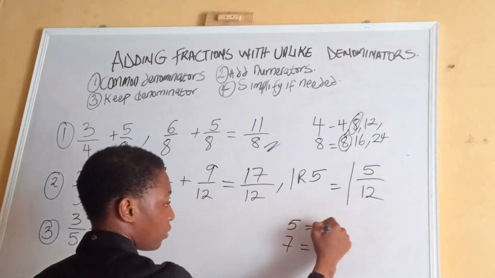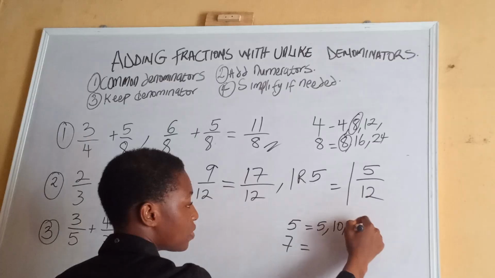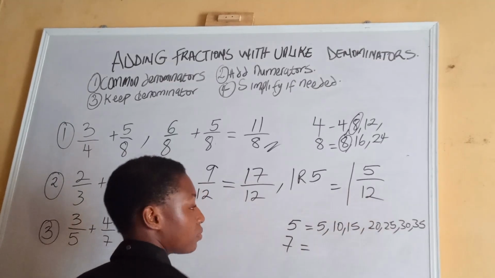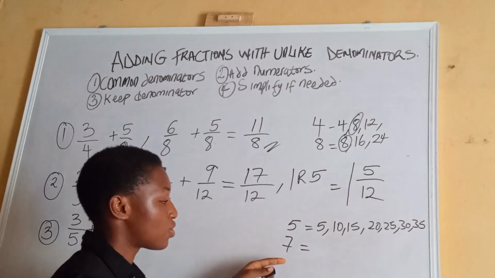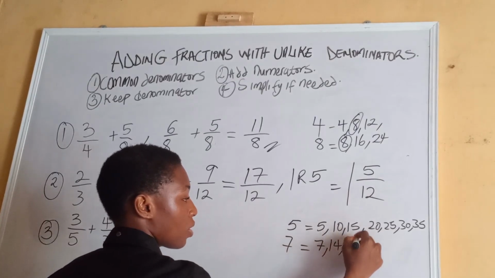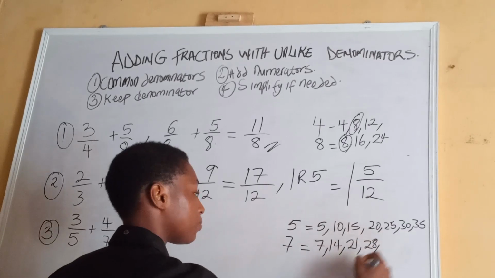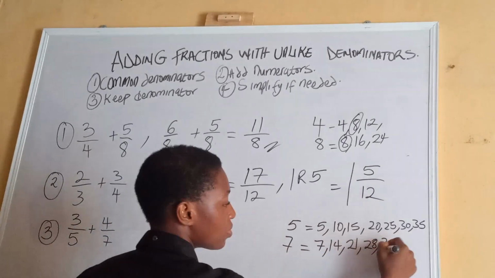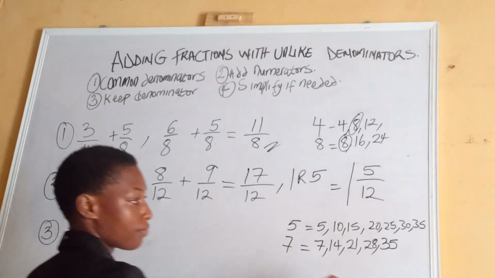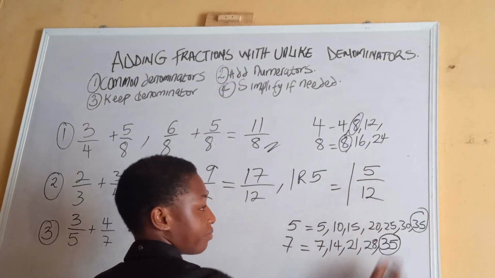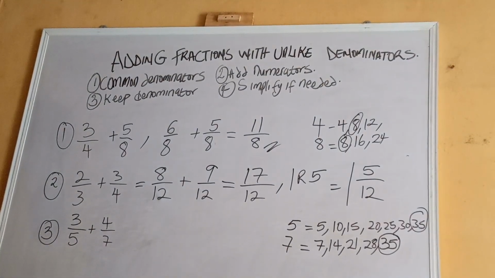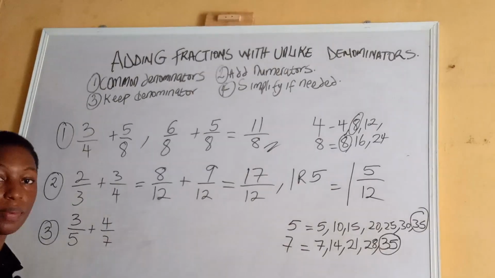Multiples of 5 are 5, 10, 15, 20, 25, 30, 35. This is a large number, as you can see. All right. So the multiples of 7 now. We have 7, 14, 21, 28, 35. The multiples of 7, these are. And the lowest common multiple is 35. So what do we want to do now? We want to make sure that both this and this has a common denominator of 35. How do we go about that?